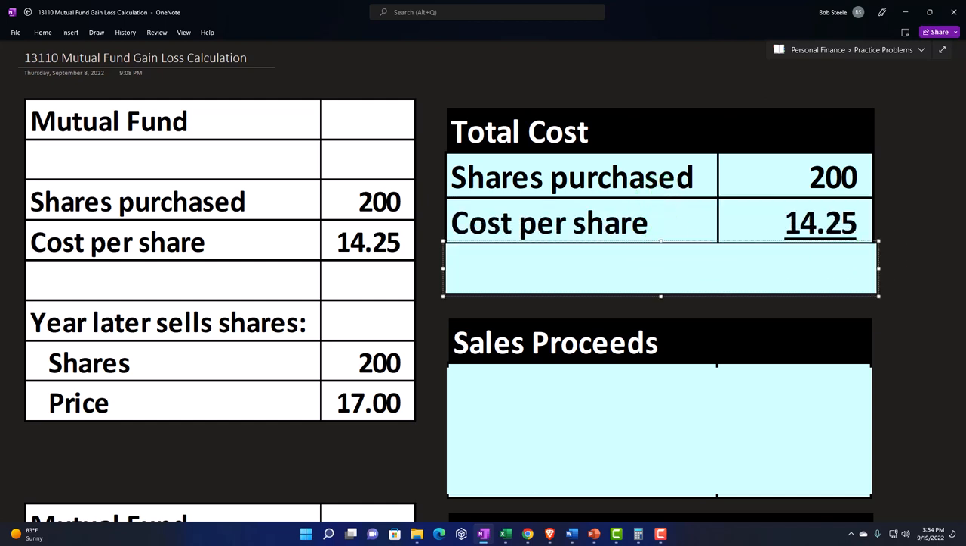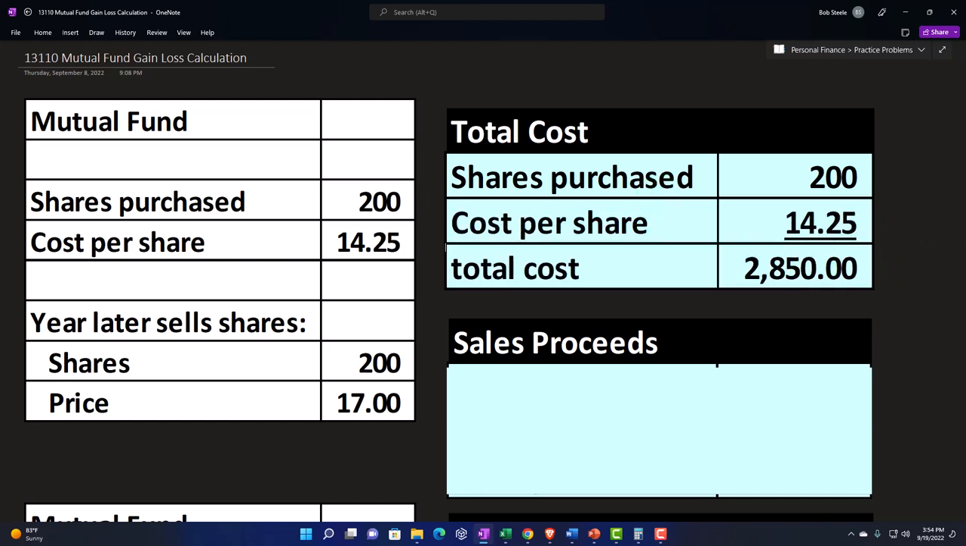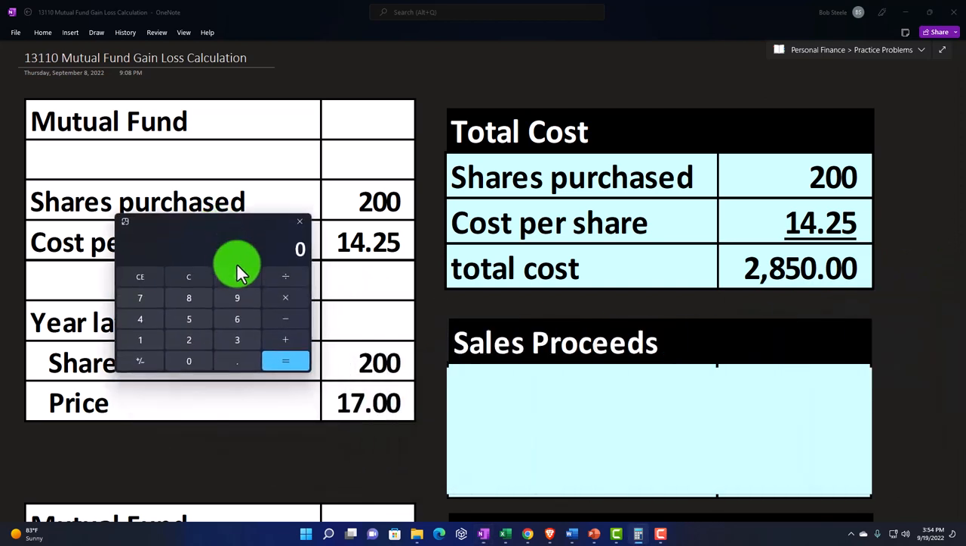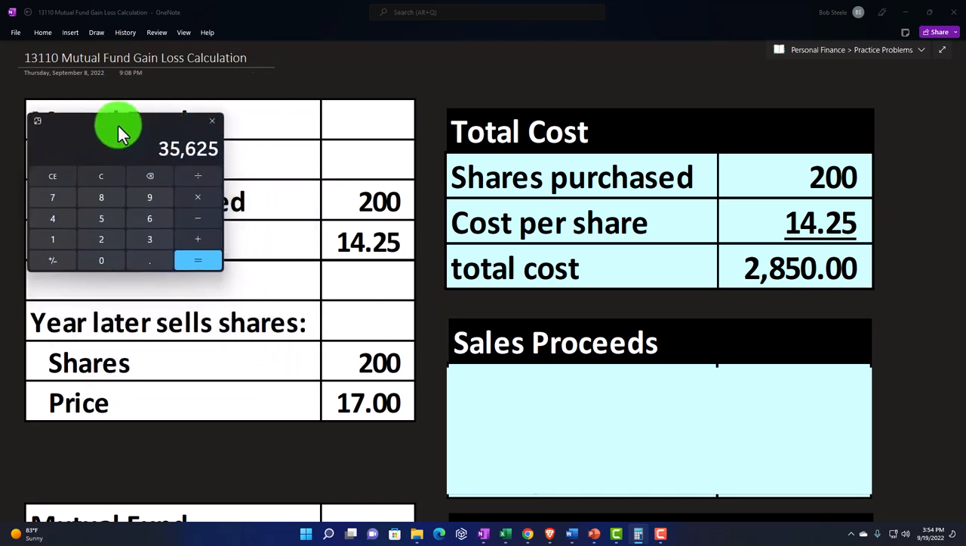We're going to buy them for $14.25. So that means it cost us 2,850, 200 times the 14.25. And then we're going to sell them. We're going to imagine we held on to them for a year.